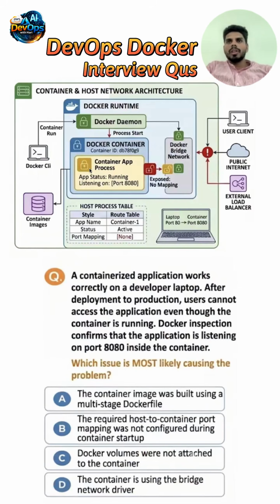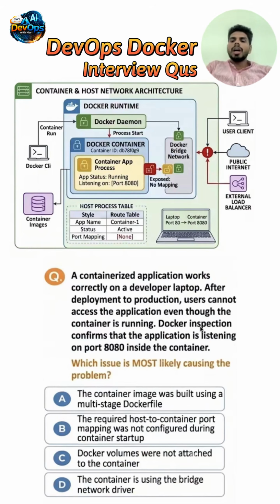With that, I'm moving on to the next question. A containerized application works correctly on a developer laptop. There is a containerized application that works perfectly on the developer laptop. After deployment to production, the user cannot access the application even though the container is running. So once it was running locally, he pushed it to production, and after pushing it, the user cannot access the containerized application.